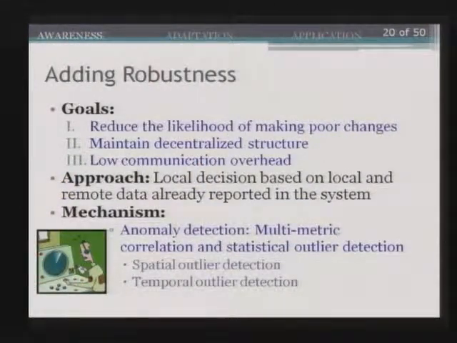So our goal was to add robustness by three main points. First, to reduce the likelihood of making a poor change. Two, we wanted to maintain the decentralized structure. And three, we wanted to maintain low communication overhead, similar to the design goals of the virtual coordinate systems themselves. In order to do this, we will use local decisions based on local and remote data that's already reported in the system. And the mechanism we use is anomaly detection, so it's multimetric correlation and statistical outlier detection using both spatial and temporal outliers.